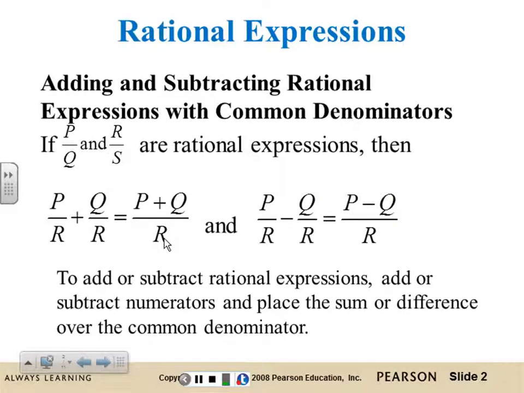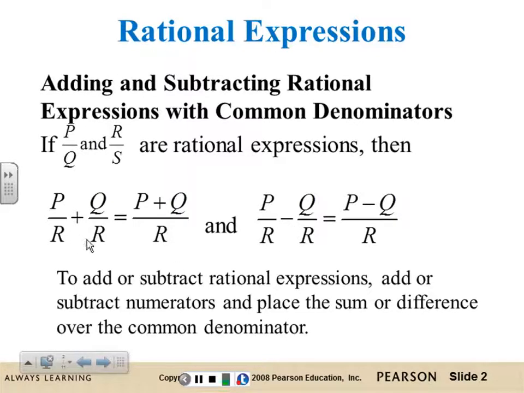Now, this is extremely different from multiplication and division. In multiplication and division, you do not have to have a common denominator. In addition and subtraction, you do. Please remember that. As long as you're adding or subtracting, you must have a common denominator.